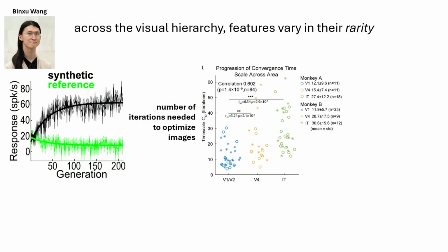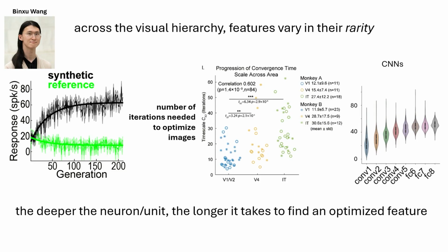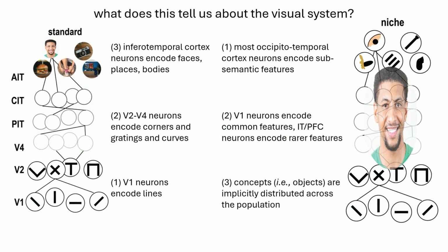I think part of the answer is something that Binshu already noted. When you look across the visual hierarchy and ask how long it takes for a neuron to stabilize, to find the feature that it's looking for, it actually takes longer as a function of depth in the hierarchy, suggesting that these visual features may not be getting more complex, they're just getting harder to find. This is also something that happens in artificial neural networks. And so this is taking us to the perspective that perhaps a lot of what the visual hierarchy is doing is leveraging the power of distributed coding by identifying features that are a little bit more rare.